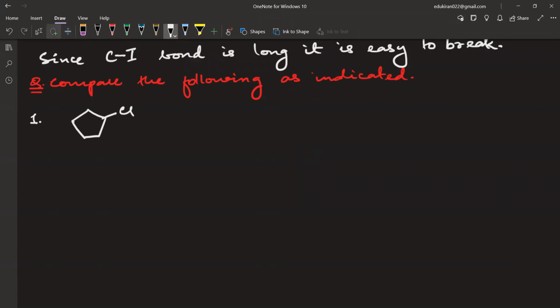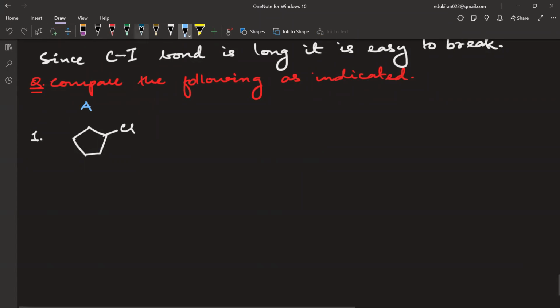Okay, so A and B I'm writing. Wait a second. So here you have all the A. Now you have to say which one is faster, A or B. Okay, you have to compare here SN1.